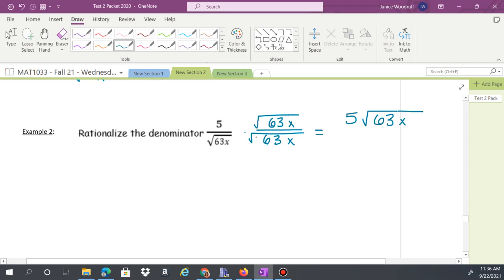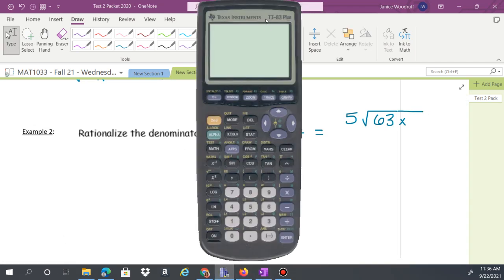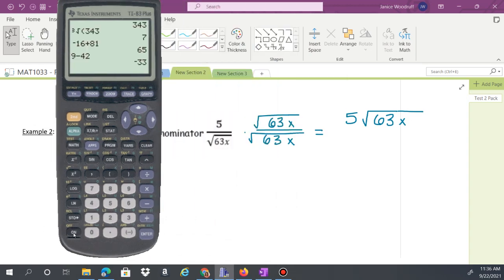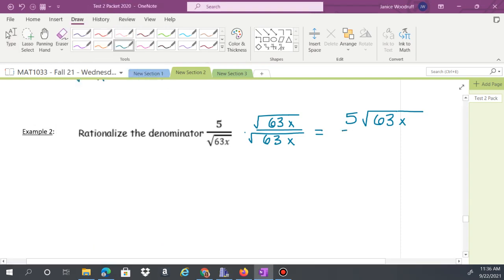On the bottom, you're going to get just 63x because 63 times 63 is 3969, and the square root of that is 63. And then x times x is x squared, which gives you x. So this will be a regular 63x. Now we're not done here because this 63 under the radical, I can simplify that. So I need to simplify my 63.